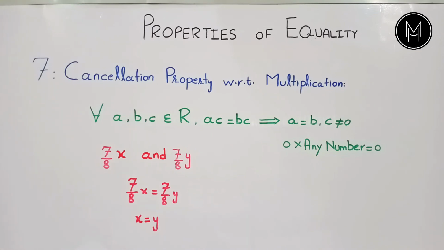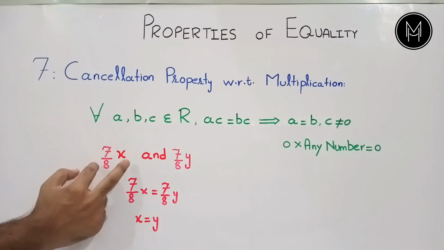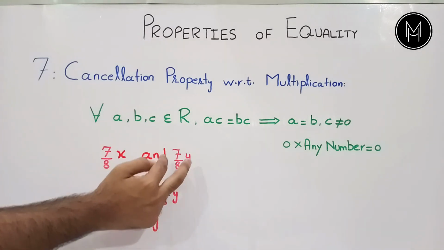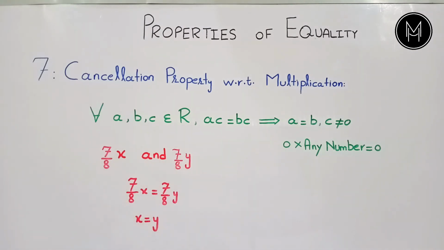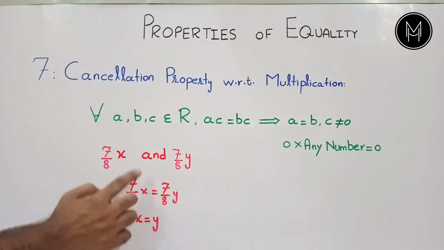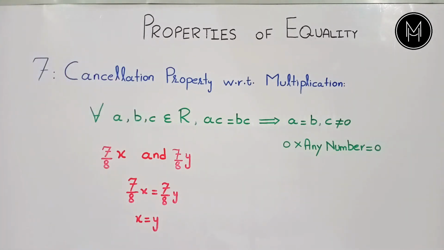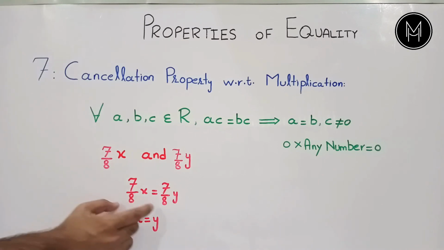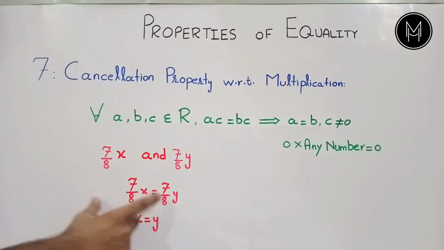Let's say we have the product of two real numbers. One is 7 by 8 and one is x. This is the product of two real numbers. And we also have 7 by 8 and y. This is also the product of two real numbers. x and y are some real numbers. And we say 7 by 8 x is equal to 7 by 8 y. So this is the equation of equality, and 7 by 8 is common on both sides of the equality. So according to the cancellation property with respect to multiplication, if we cancel 7 by 8 from both sides of the equation, then even after cancellation, the equation will be equal.